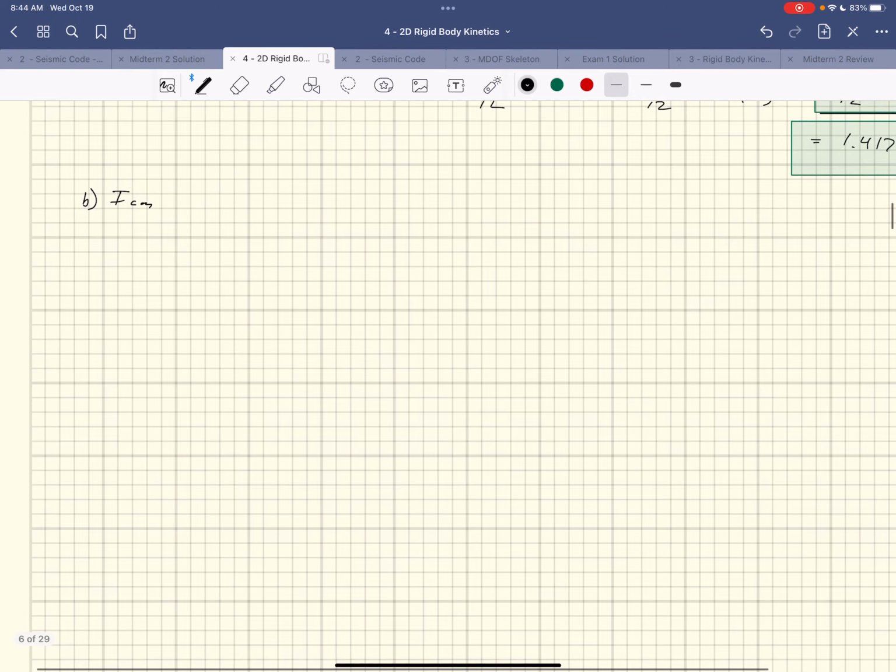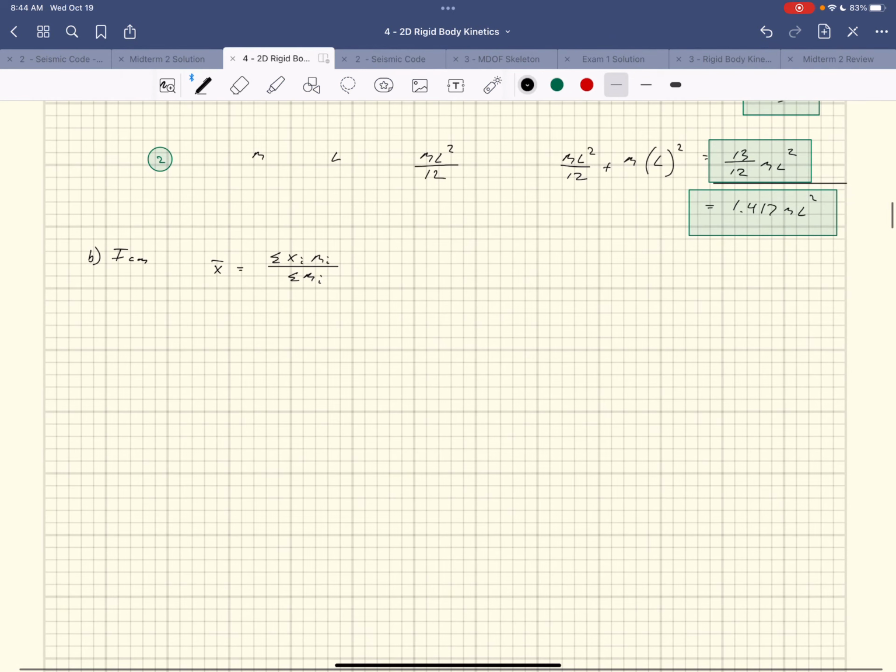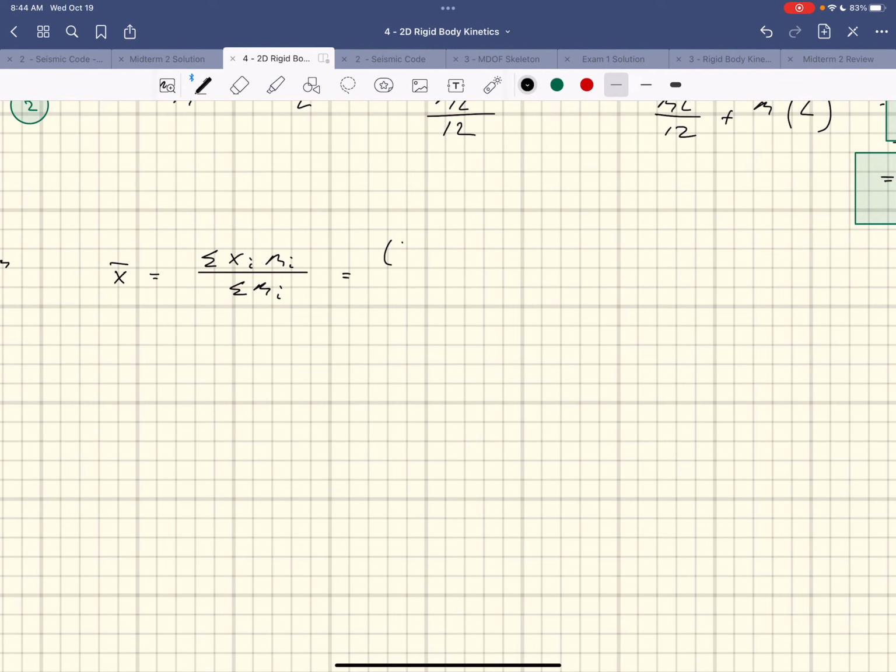Right. Center mass of the whole object. Then those equations are just a weighted average. X bar is equal to the sum of x_i m_i divided by the sum of the m_i's, the total mass. And when you expand it out, the center of mass of the first bar is at L over 2 times m, plus the center of mass of the other one is L times m, all of that over 2m. And what we get is 3/4 L.